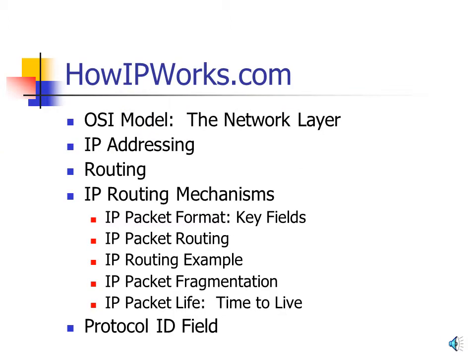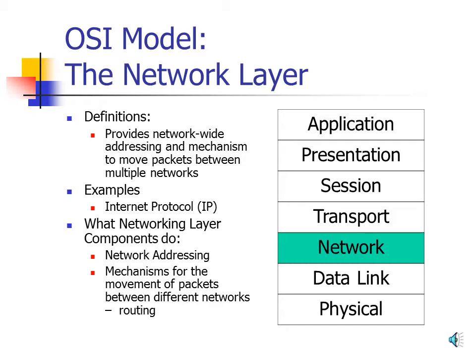HowIPWorks.com. In this section, we're going to talk about IP and how it relates to the OSI model and how it resides at the OSI model network layer. We'll talk about IP addressing, we'll talk about routing, and then we'll talk about IP routing mechanisms. We'll look at key fields in the IP packet formatting. We'll look at a detailed example of routing. Then we'll talk about packet fragmentation. Then we'll look at the time to live field in the IP packet, and finally the protocol ID field in the IP packet.